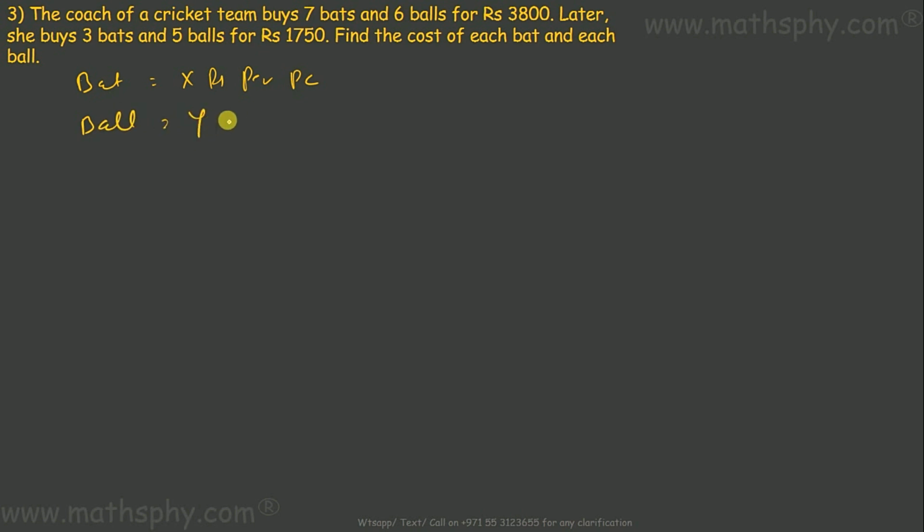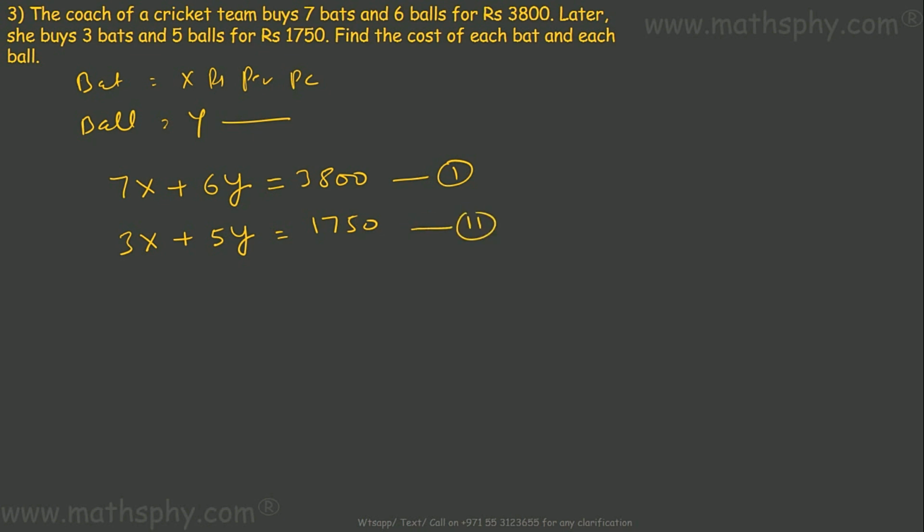Ball as y rupees per piece. Okay, it says 7 bats and 6 balls. 7 bats at the rate of x rupees per piece plus 6 balls at the rate of y rupees per piece cost you total 3,800. First equation. Second, 3 bats at the rate of x rupees per piece plus 5 balls at the rate of y rupees per piece cost you 1750.